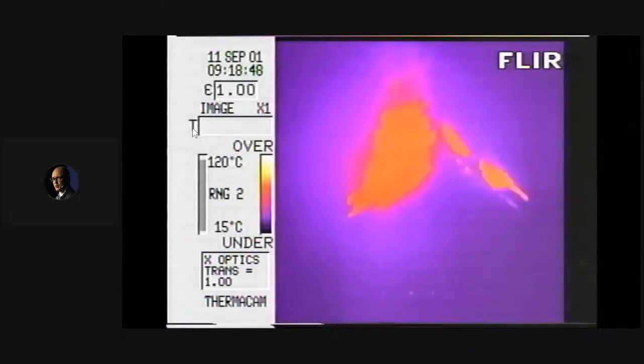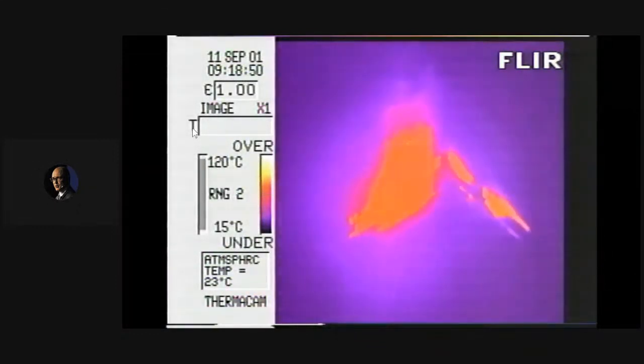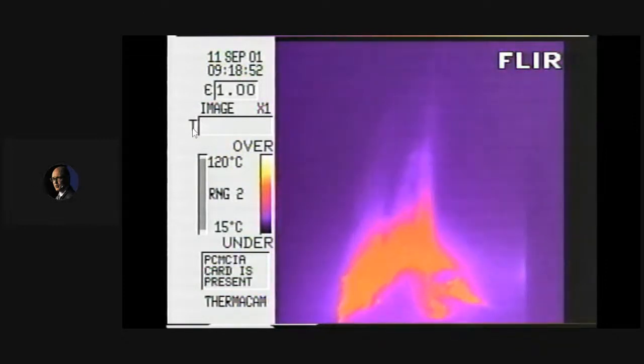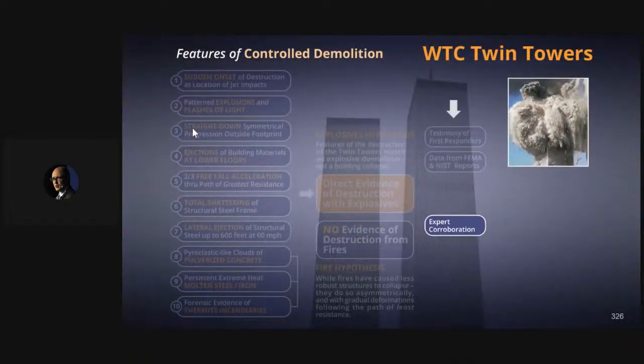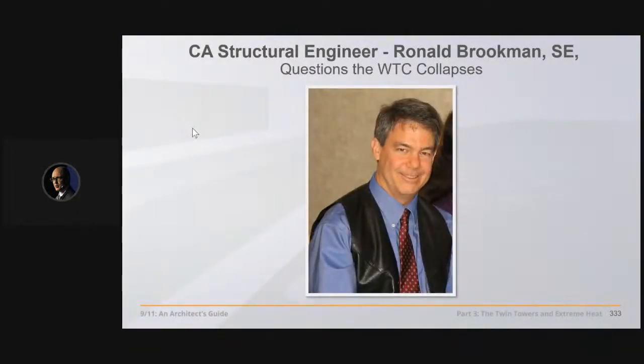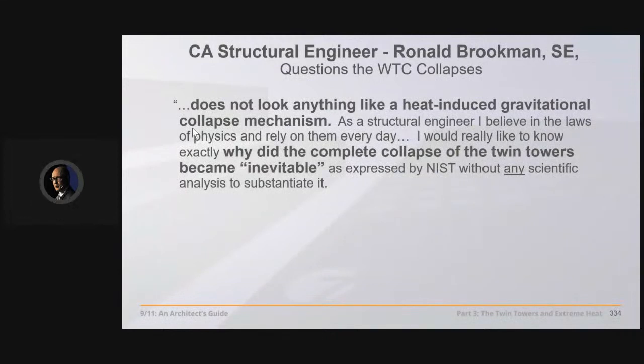And even before the collapse, you can see that the FLIR cameras are documenting 200-degree, 300-degree temperatures max at the time of the collapse. Well, what do the experts say? At least those experts without financial or political obligations that, again, might sway their objective opinion. We have Ronald Brookman, one of 100 structural engineers signed on to the petition at AE 9/11 Truth demanding a new investigation, says it doesn't look anything like a heat-induced gravitational collapse mechanism.